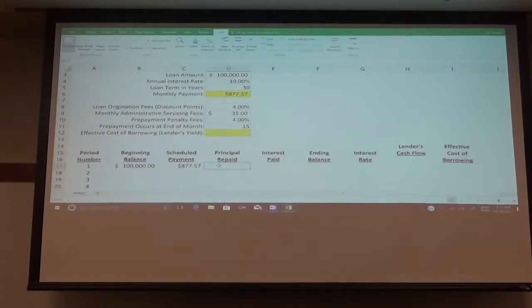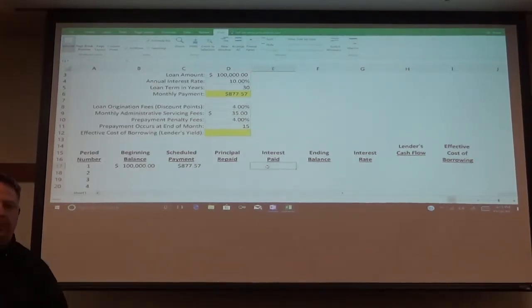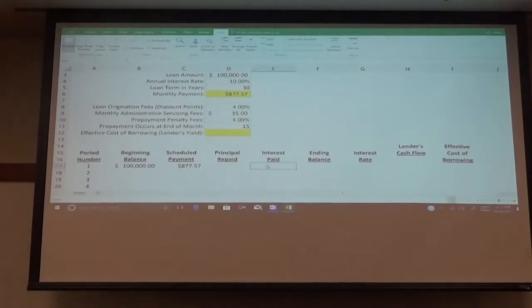All right? So, for the interest paid column, let's do it first. How do we calculate interest paid? All right? If you remember from this morning, or just once again, how do we do it? You're simply going to take the beginning balance times the interest rate of 10% divided by 12.